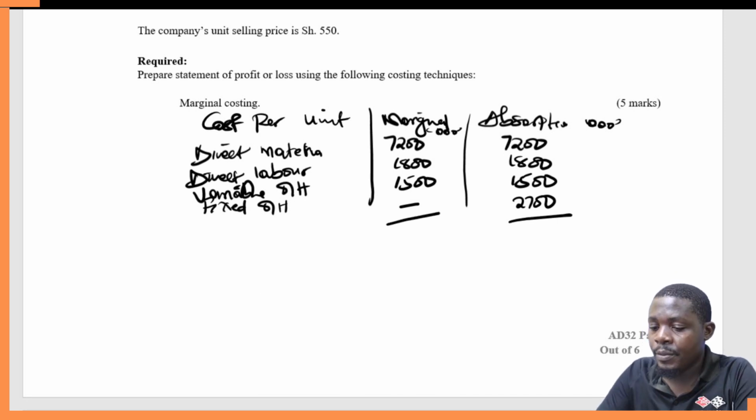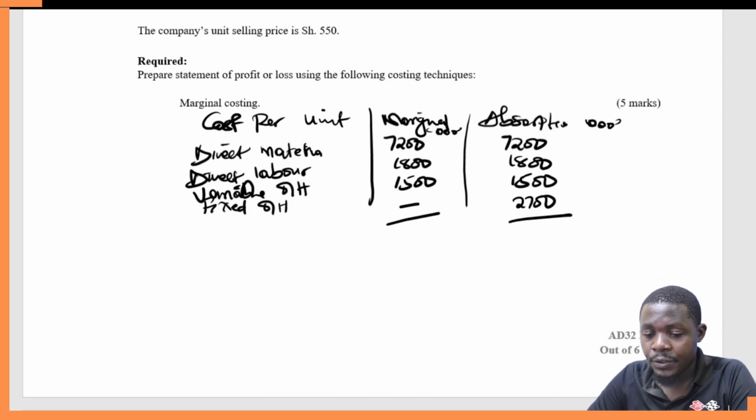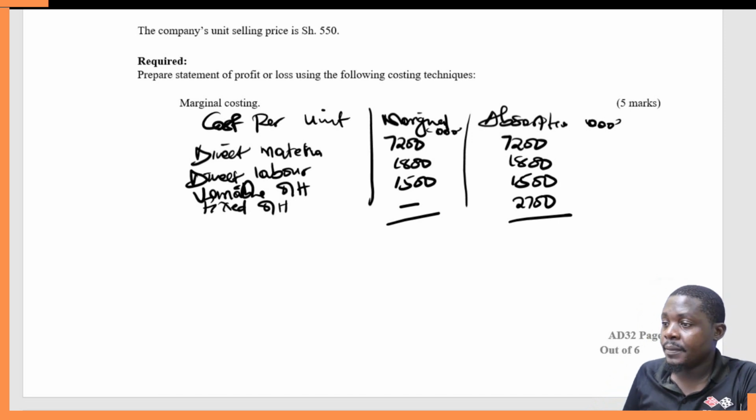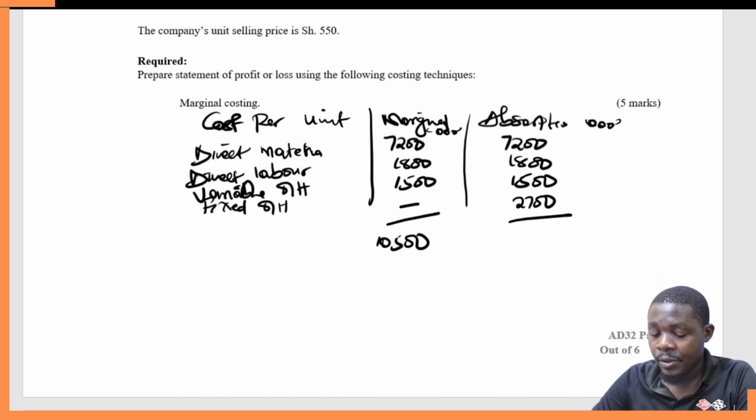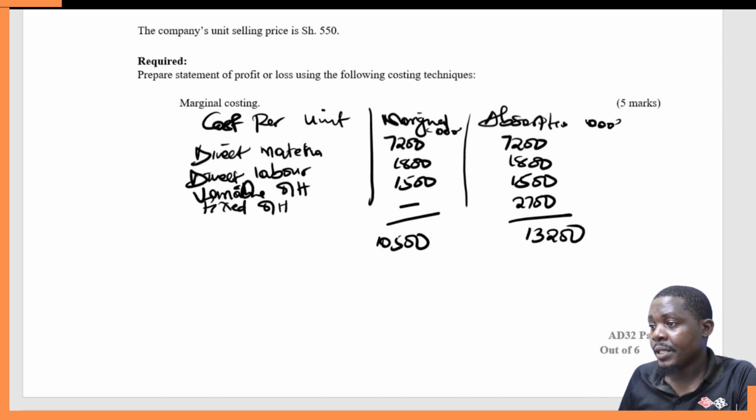We can find the accumulations at 7,200 plus, I think, 1,500. We have 10,500. Then that one we are just going to add 2,700. We have 13,200. Divide by the units produced, which were 30,000.